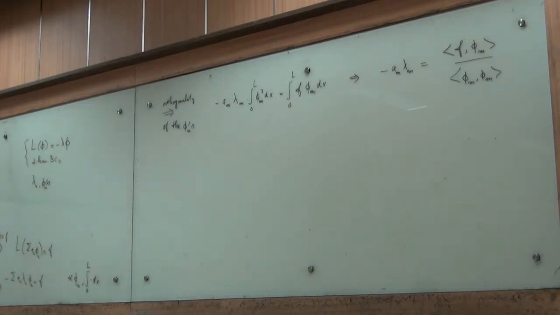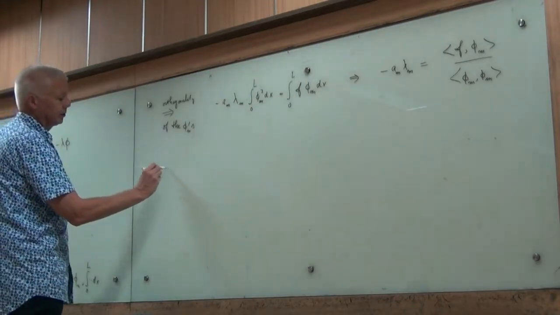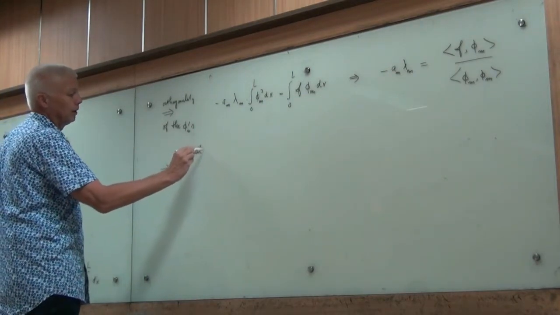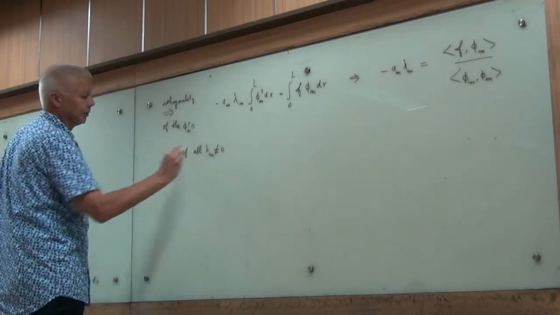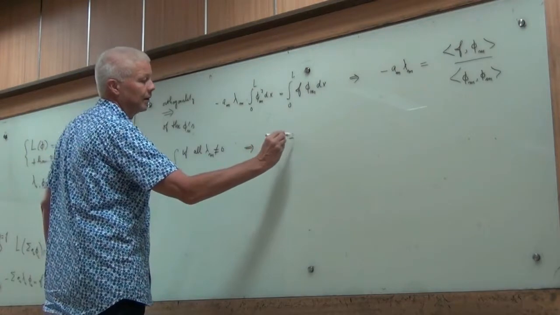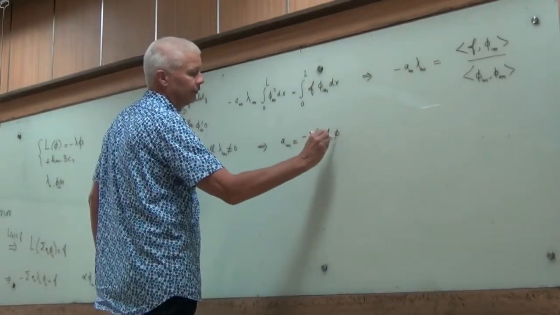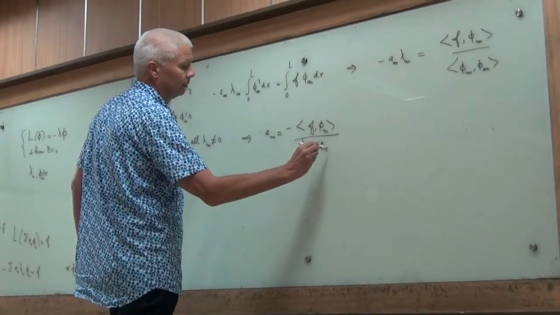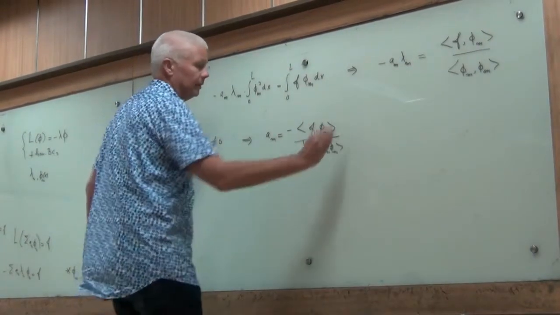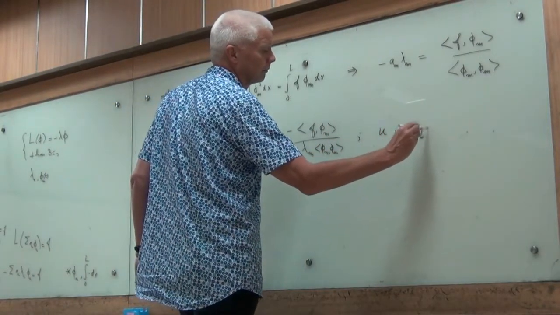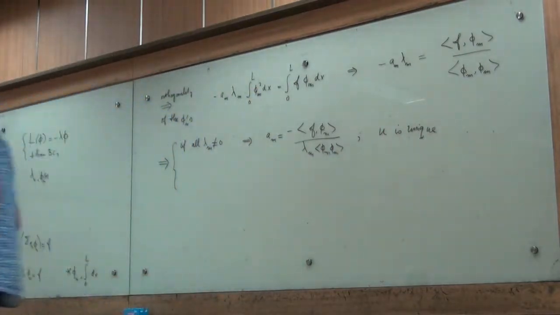Okay, so that's what we found. And now, we can say the following. If all lambda m are not equal to 0, then we find am is equal to minus f phi n divided by lambda m, phi n, and u is unique. Yeah, we have a unique solution.